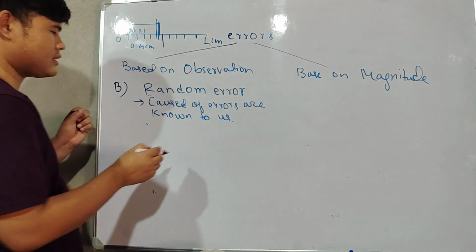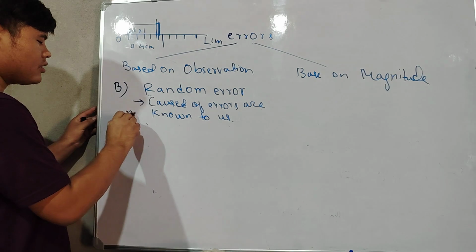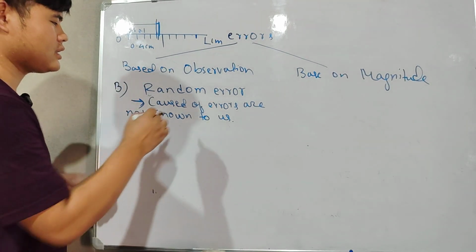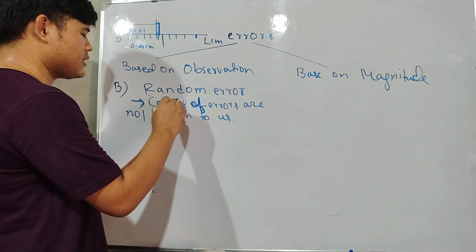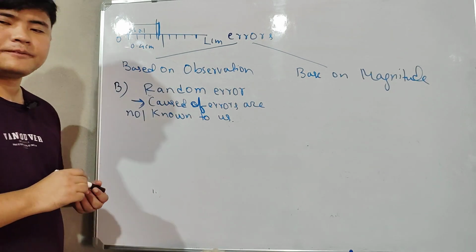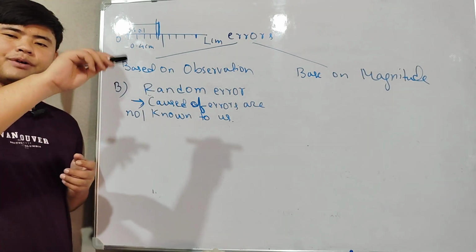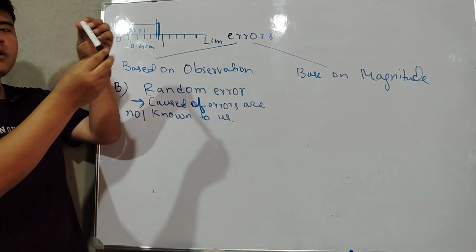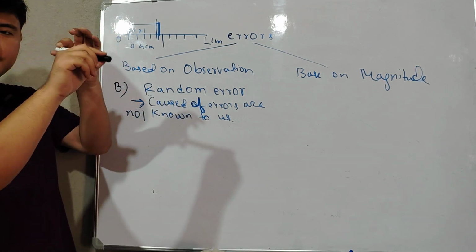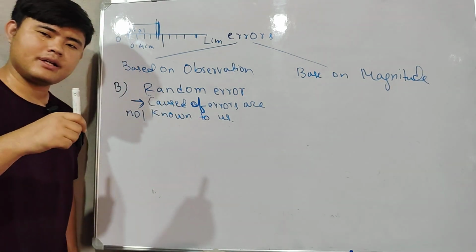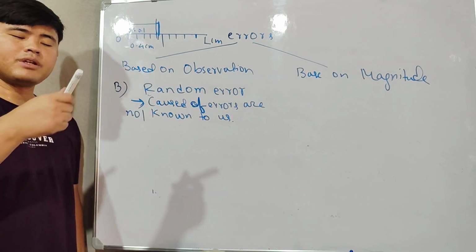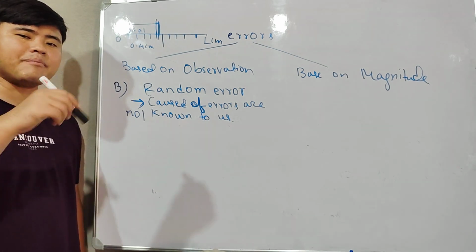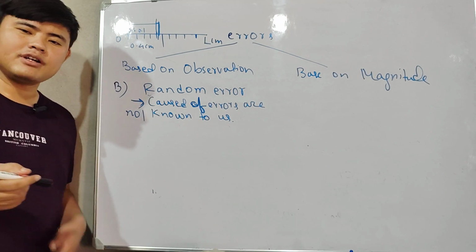Random errors. The cause of the errors is not known to us. We do not know what is the cause of the errors. Suppose we are measuring the time period of a pendulum. You know the pendulum: the bob is there, the thread is here, and this one is a pendulum, right? Now when we measure the time period of the pendulum, what happens? We get different time periods, right? Why are we getting different time periods?